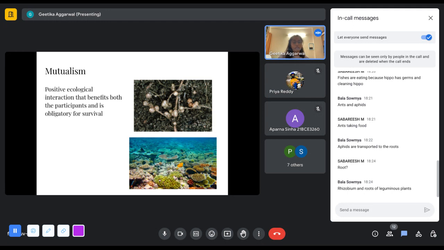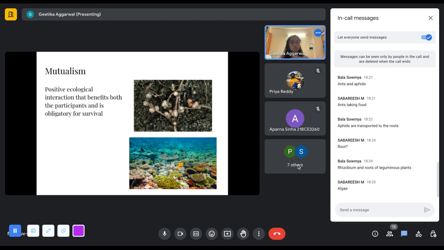You all can recognize this, I guess. What are these and which two organisms interact in this scenario? Algae and... this is basically an image of corals, and in corals, you find an interaction between the coral and the algae, or the zooxanthellae.